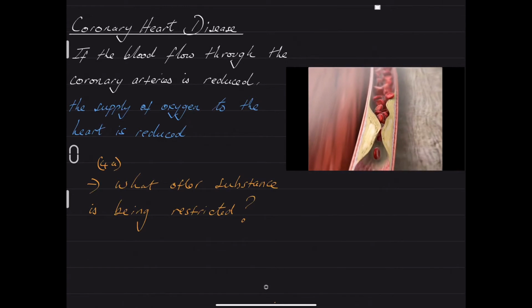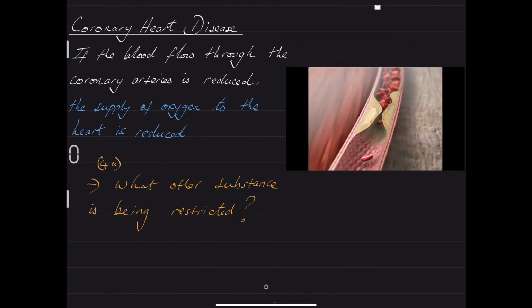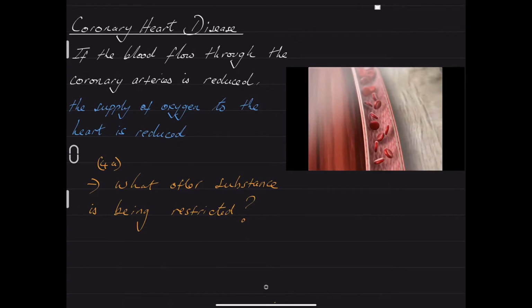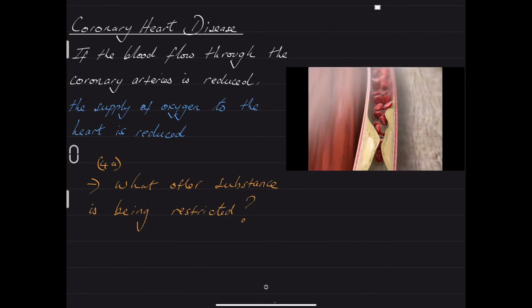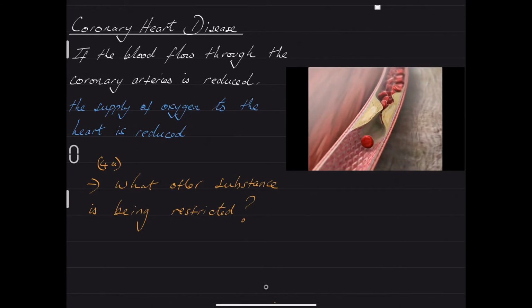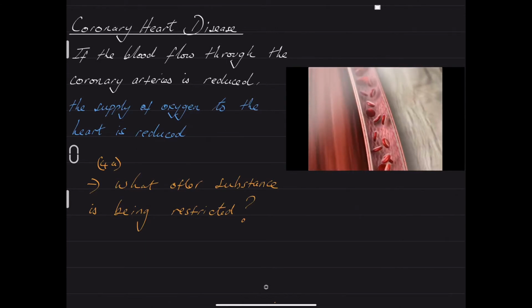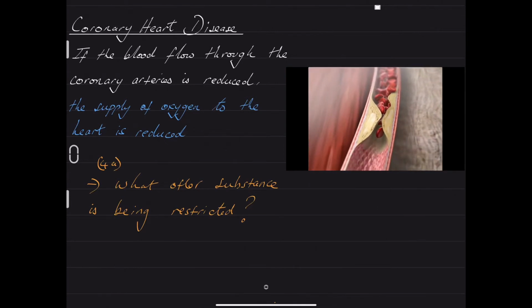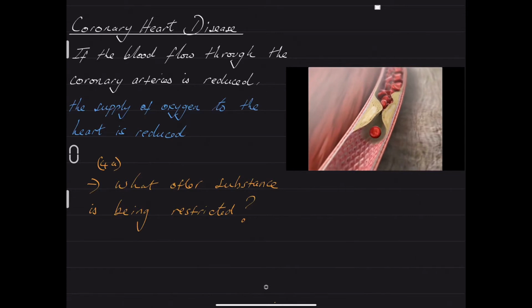So can you just quickly type back on Teams, what other substance is being restricted if we have a coronary artery blockage? We've said oxygen is going to be reduced, but what other substance is being restricted that the cardiac muscle requires to stay healthy and to stay alive?